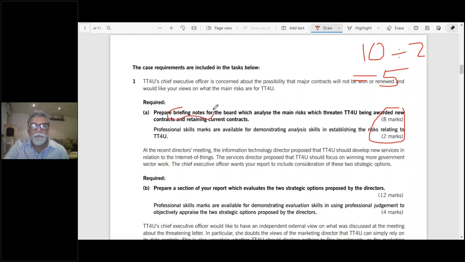What's the format? Briefing note. Analysis skills, 5 points. Okay, all set. Quickly make a briefing note right now, recalling yesterday's lecture. Who should it be addressed to? What's your role, subject, date, introduction, closure? I give you 2 minutes, your time starts now. It has to look hot and sexy. Okay, no compromise on that.